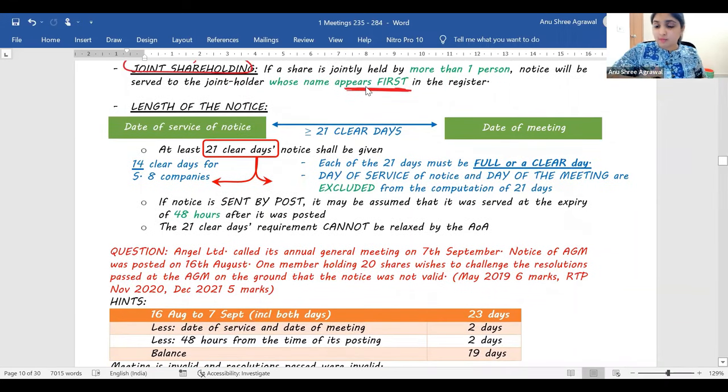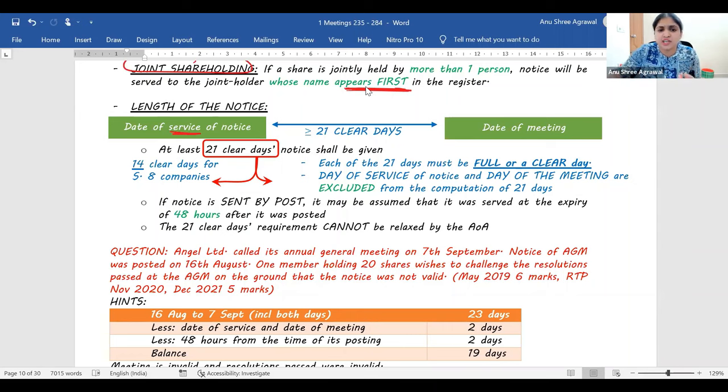Okay, then listen to my next point, the next concept. When should the notice be sent? Leave the date of meeting, leave the date of service of notice, in between 21 clear days. Do not say sending the notice. What word will we use? Date of service of notice. Okay, so leave the date of service of notice, leave the date of meeting, in between 21 clear days.